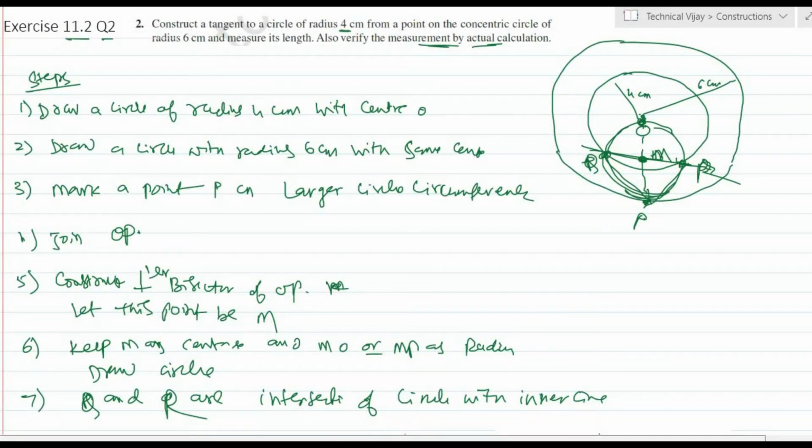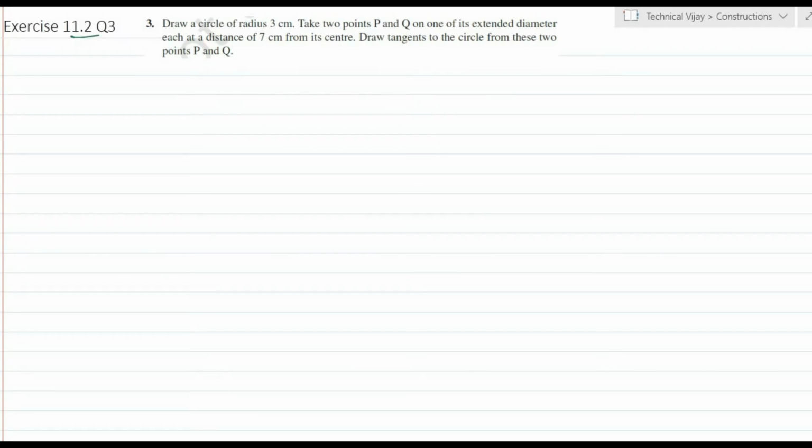Okay, we'll go for the next one. So 11.2 question number 3: draw a circle of radius 3 centimeter. Take 2 points P and Q on one of its extended diameter, each at a distance of 7 centimeter from its center. Okay, so here I'll put a rough diagram first. So this is a circle of radius 3 centimeter.